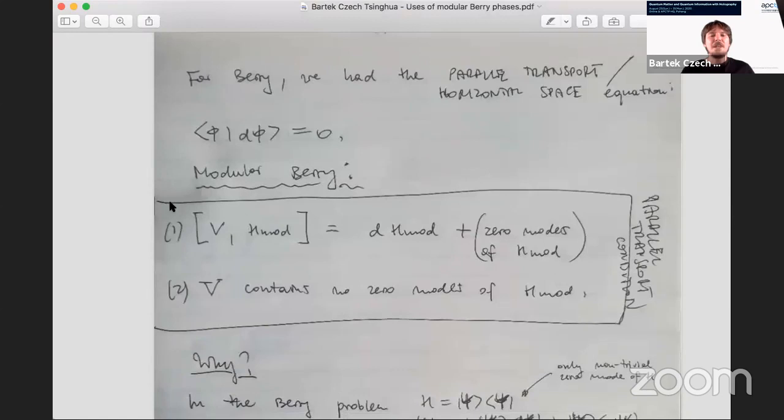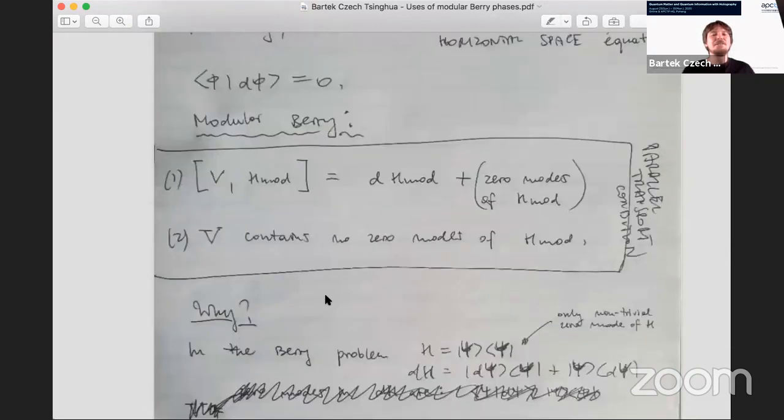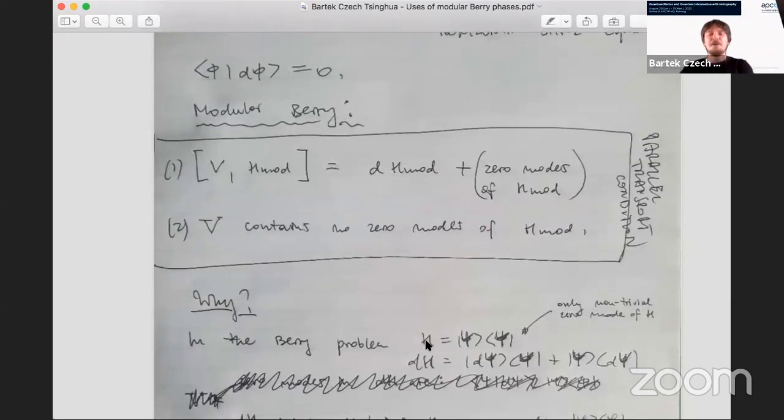So we will discuss the meaning of the equations in a moment, but first let's ask why these equations, and how are they related to the Berry problem that we discussed in the first hour. So in the Berry problem, our H was given by psi, remember? And therefore dH was just given by d psi plus psi d psi. That was what dH was equal to. Okay. So now, in my new definition of modular parallel transport, I have some commutator equations that involve H mod and dH mod and some zero modes of H mod and some statement about V.